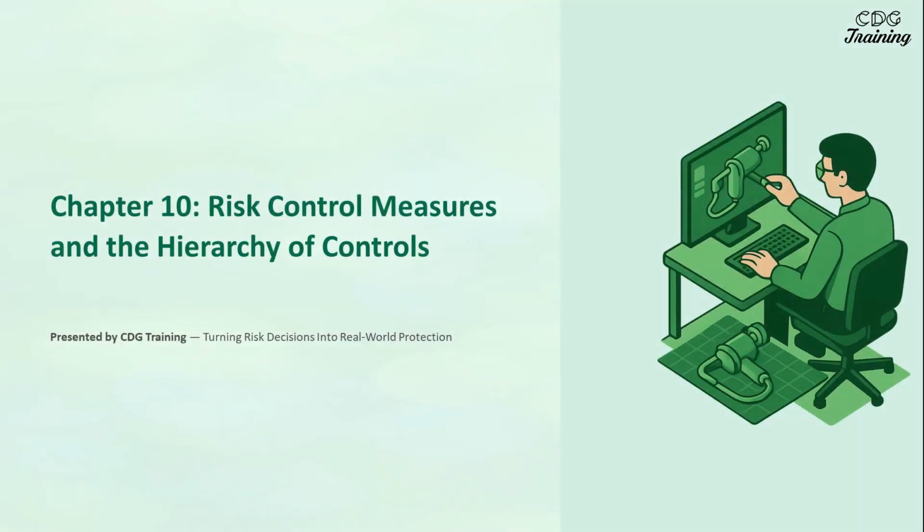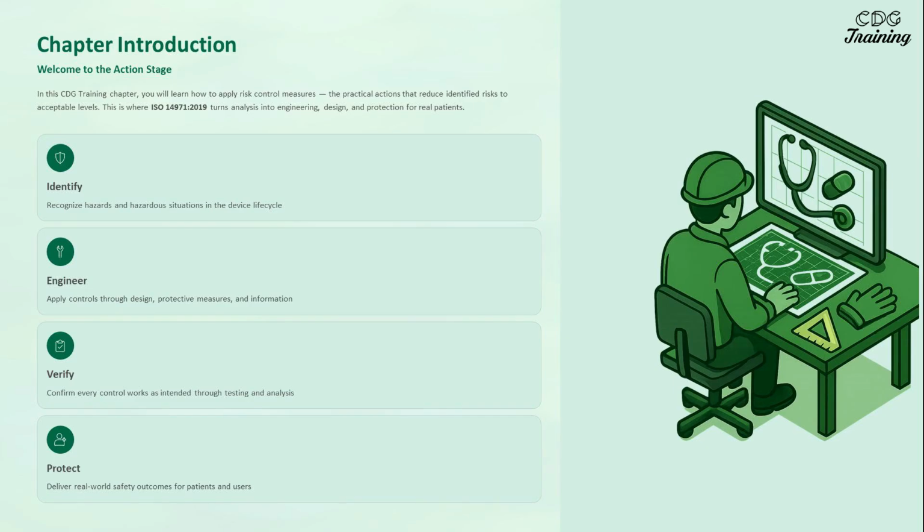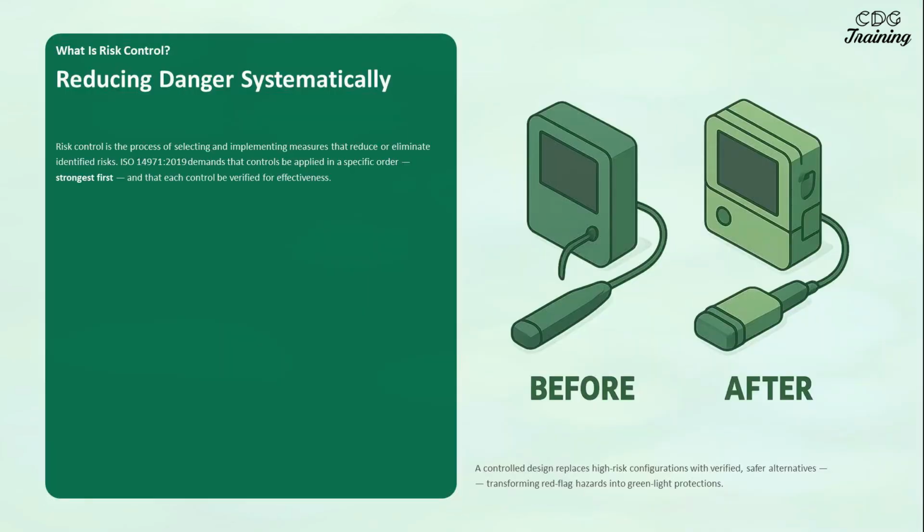Welcome to Chapter 10, where we delve into risk control measures and the hierarchy of controls, transforming risk decisions into real-world protection. In this chapter, you'll learn to apply risk control measures, reducing identified risks to acceptable levels through engineering, design, and protection. Risk control involves selecting measures to reduce or eliminate risks, following ISO standards to transform red flag hazards into green light protections.